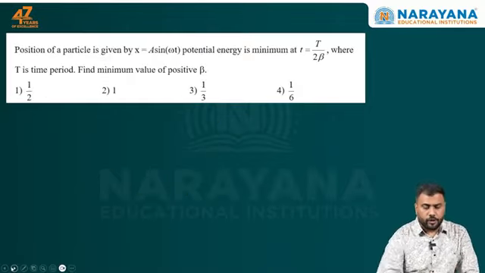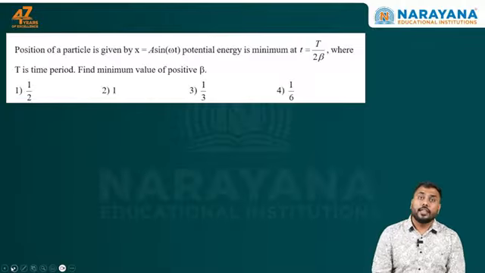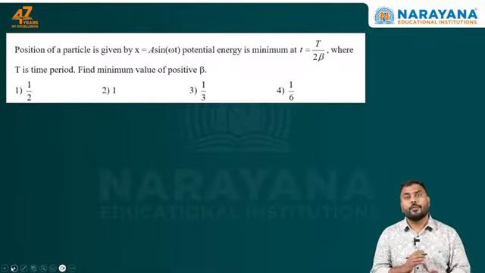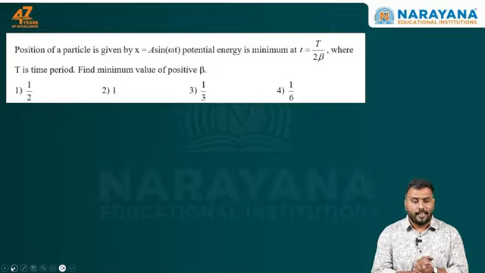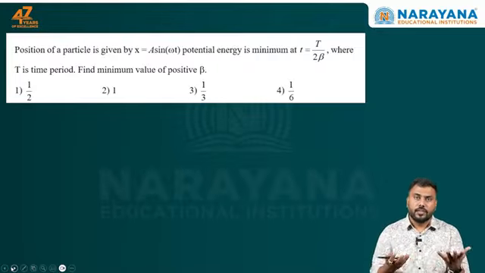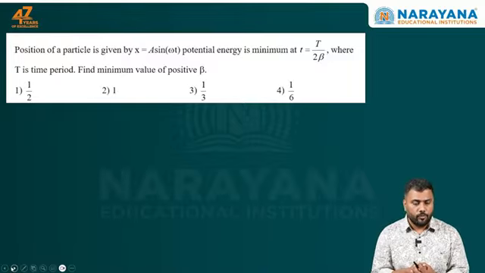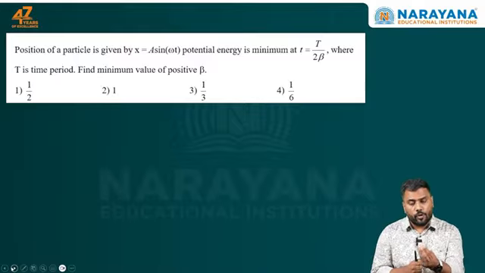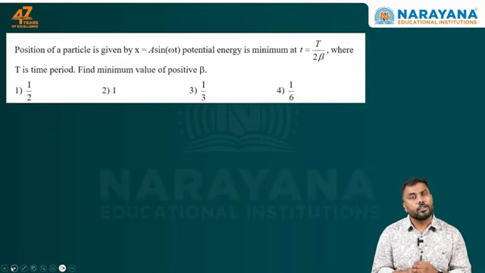Let's go to the next question. The next question is again also a very easy question from simple harmonic motion. The question is saying that there is a particle whose displacement x is given by A sin omega t, which is nothing but the displacement equation in simple harmonic motion. The potential energy is minimum at time small t equal to capital T by 2 beta, where T is the time period. Find the minimum positive value of beta.